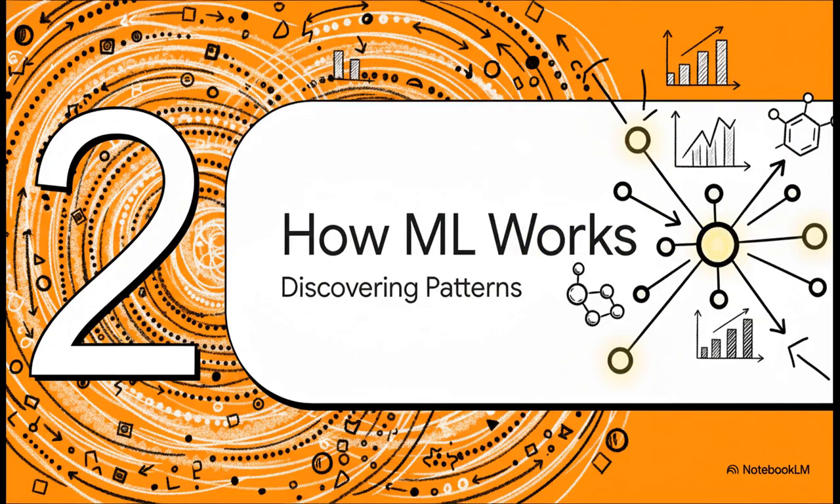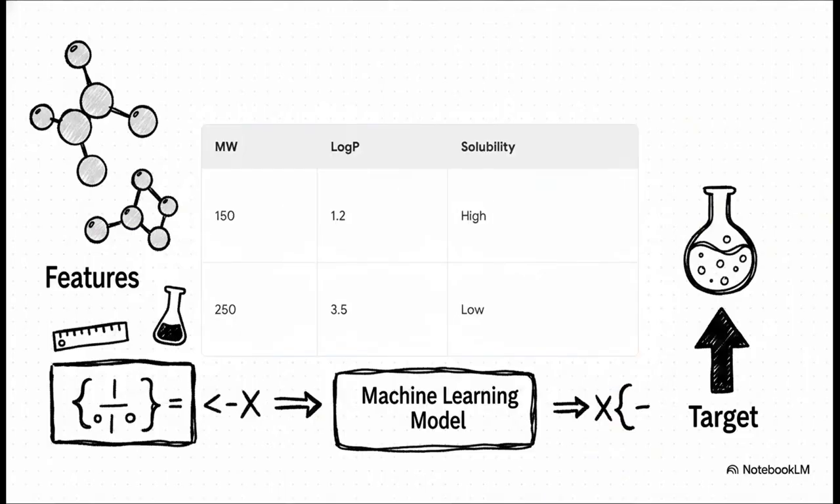Which brings us nicely to Section 2, how machine learning works. Fundamentally, machine learning is all about mapping inputs to outputs. We have our inputs, which we call features. In our world, features are just the measurable properties of a molecule, things like its molecular weight, atom count, or log P. Then we have our target. This is the final value we're actually trying to predict, which, in this scenario, is solubility.